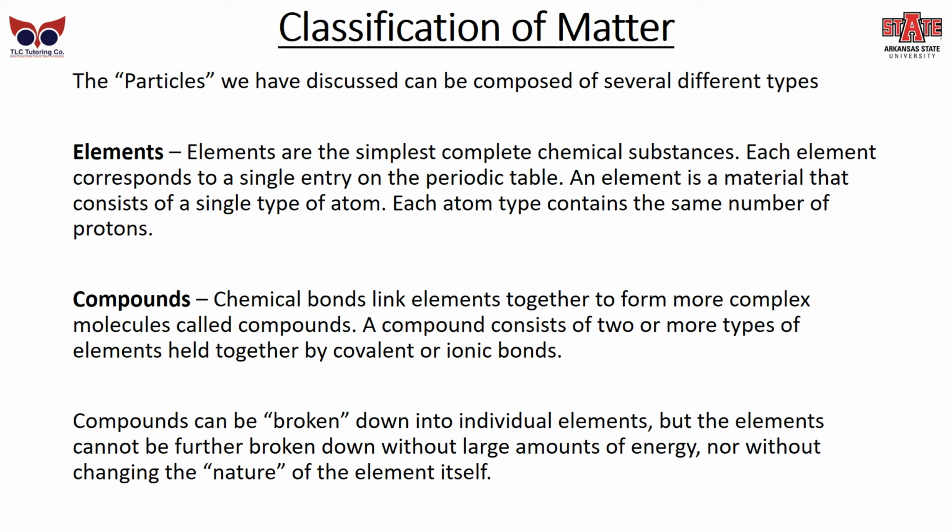Now, in comparison, compounds are special groups where chemical bonds link elements together to form more complex molecules called compounds. A compound could have two or more types of elements held together by covalent or ionic bonds, which we'll get into shortly. Now, compounds can be broken down to the individual elements, and that's general chemical reactions.